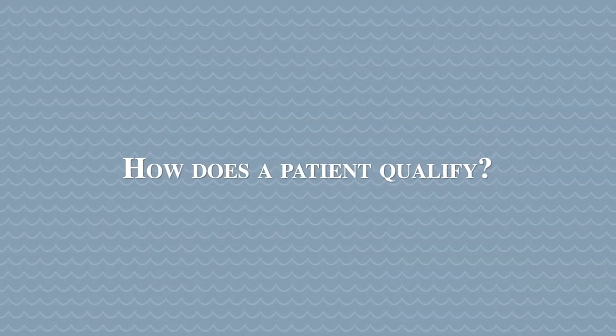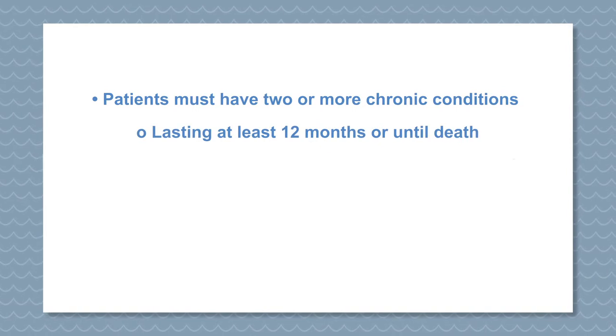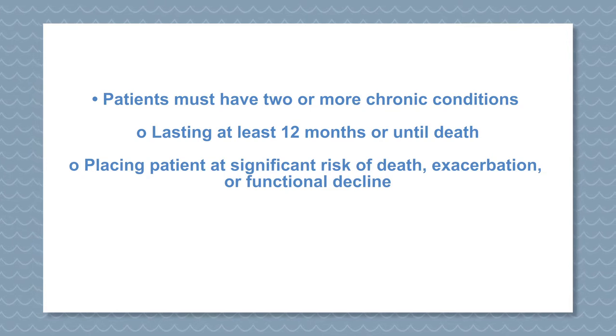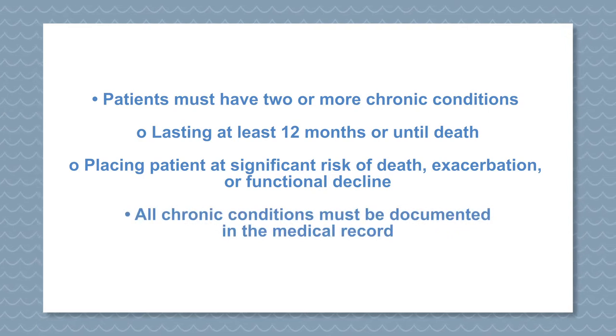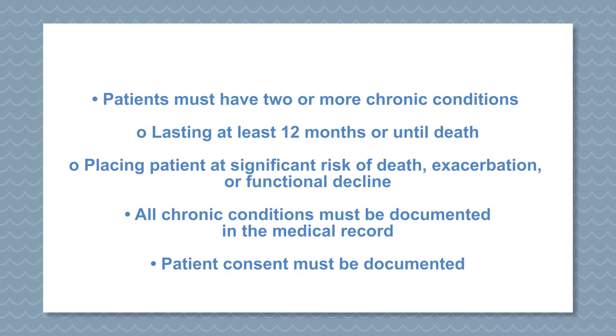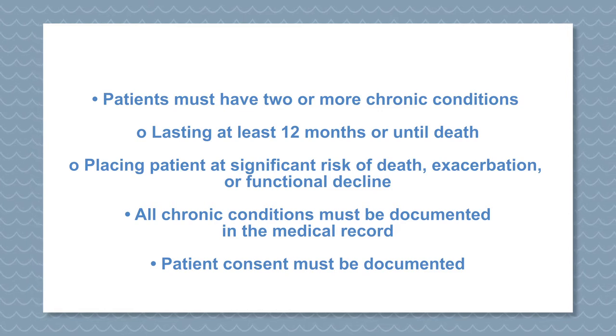So how does a patient qualify? As stated in the CPT definition, to qualify for CCM, beneficiaries must have 2 or more chronic conditions lasting at least 12 months or until death and placing them at significant risk of death, acute exacerbation, or functional decline. There are no other diagnostic limitations. All chronic conditions considered by the provider must be documented as a diagnosis in the medical record and submitted on the claim. The patient's acceptance and awareness of this arrangement must be documented, along with additional specific points regarding CCM. A verbal rather than written consent is allowed. However, the consent must still be documented in the medical record.